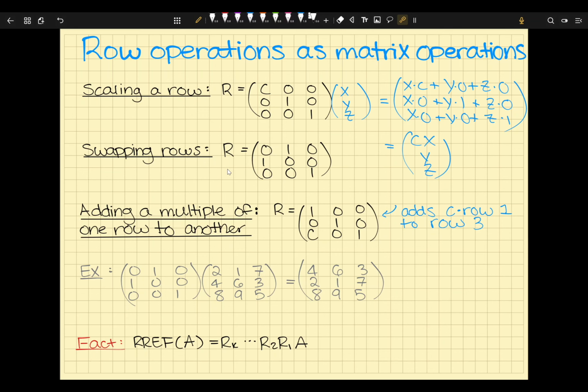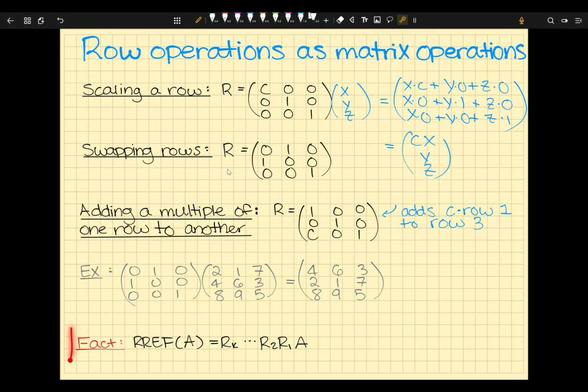And we can do this for our other row operations as well. This matrix would swap the first row with the second row, and this matrix here adds c times the first row to the third row. We do have an example down here. Maybe think about this example for a little on your own, but what you should notice is that the 2 goes down here, the 4 goes over to here, and so the row gets switched by multiplying by this matrix.